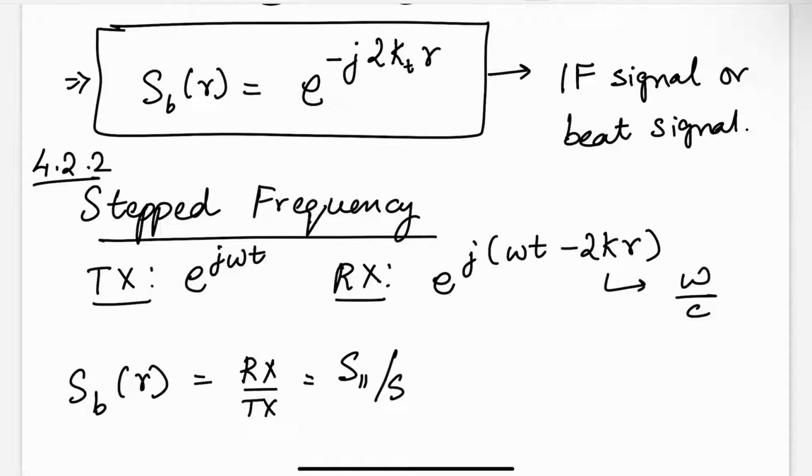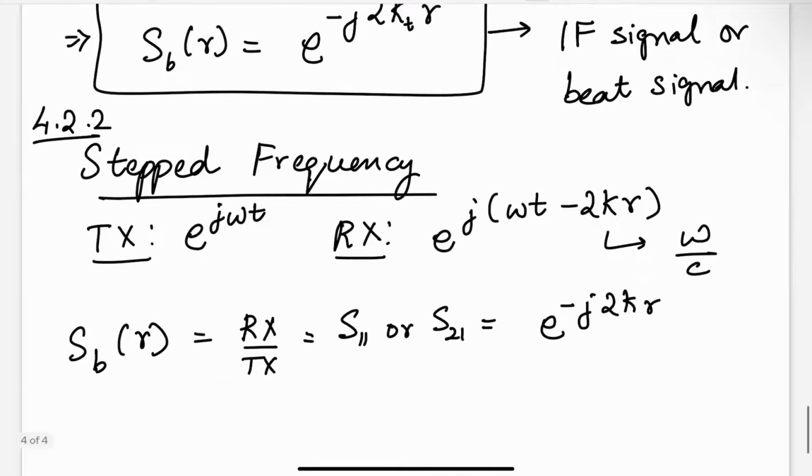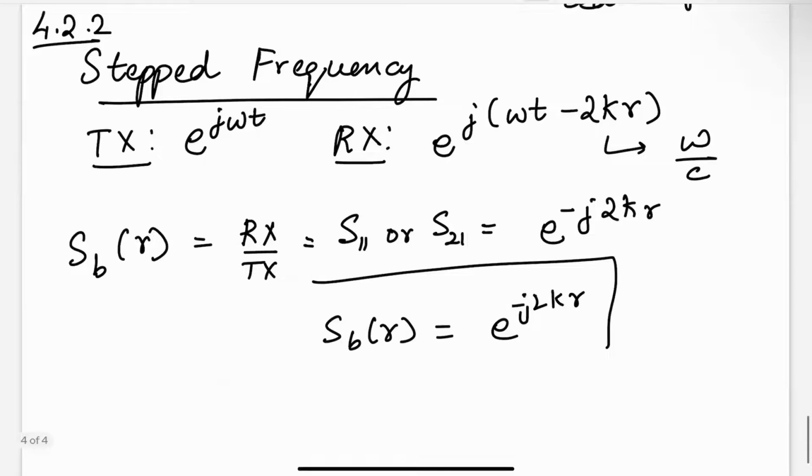Or it could also be S21 if you have a separate TX and RX, depending on how you set it up. So that is simply e^(−j2kR). So you see that now it's in the same form as the FMCW signal. So then S_B(R) is equal to e^(−j2kR). Okay.